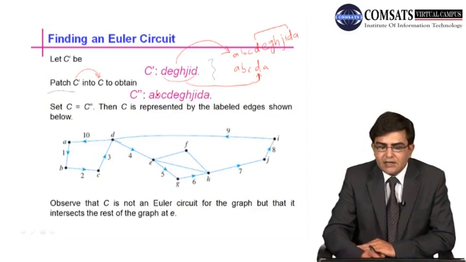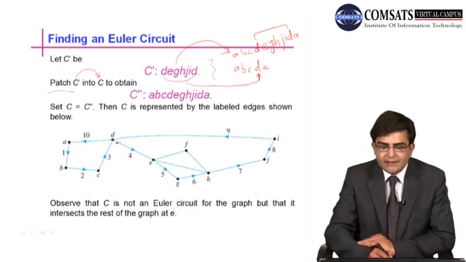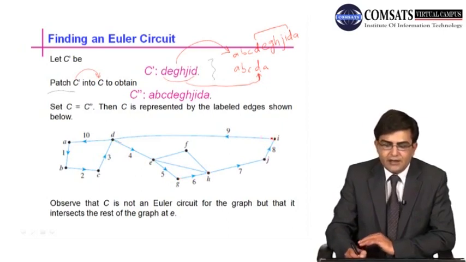Now we have another circuit, this one, which starts from A, ends at A and goes like this: A to B, B to C, C to D, D to E, E to G, G to H, H to J, J to I, and I to D.